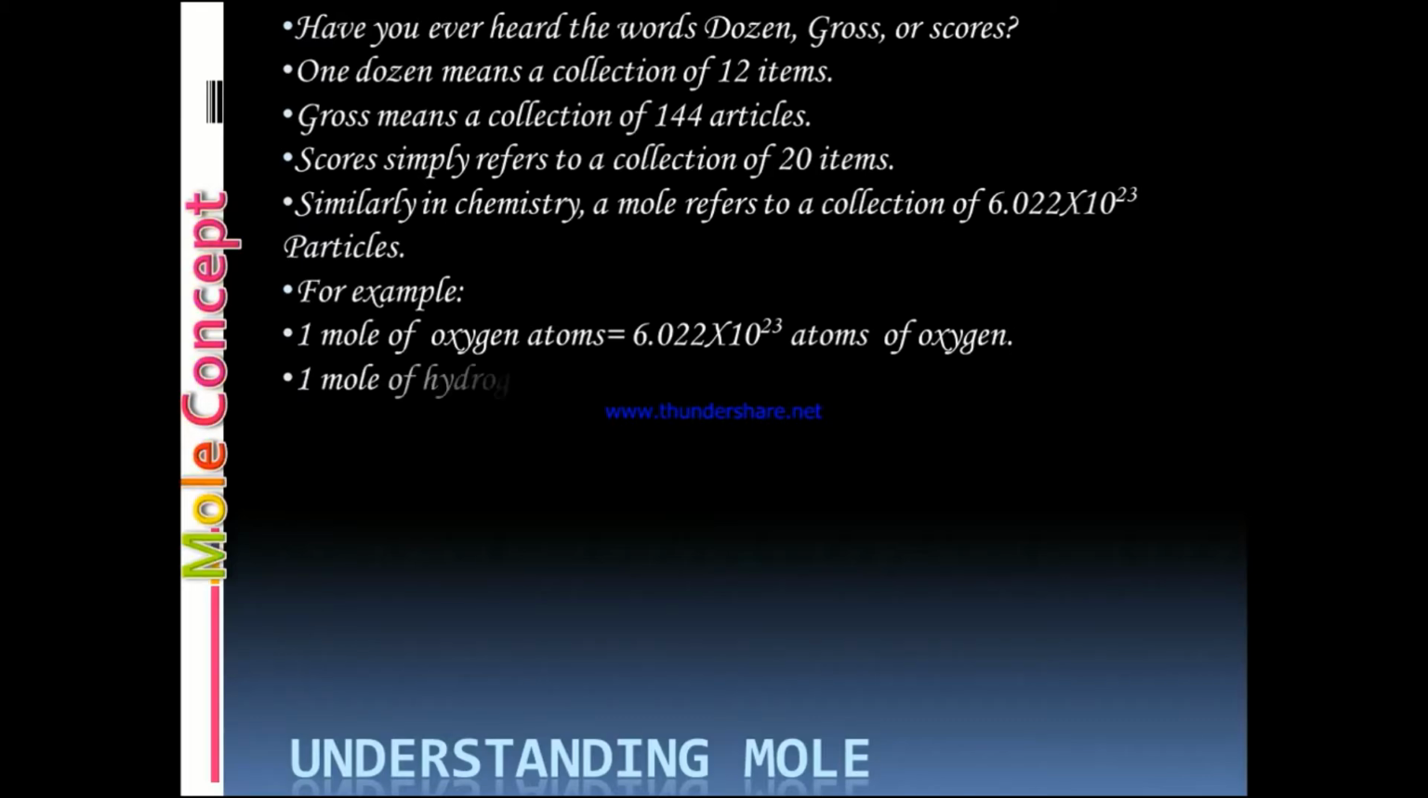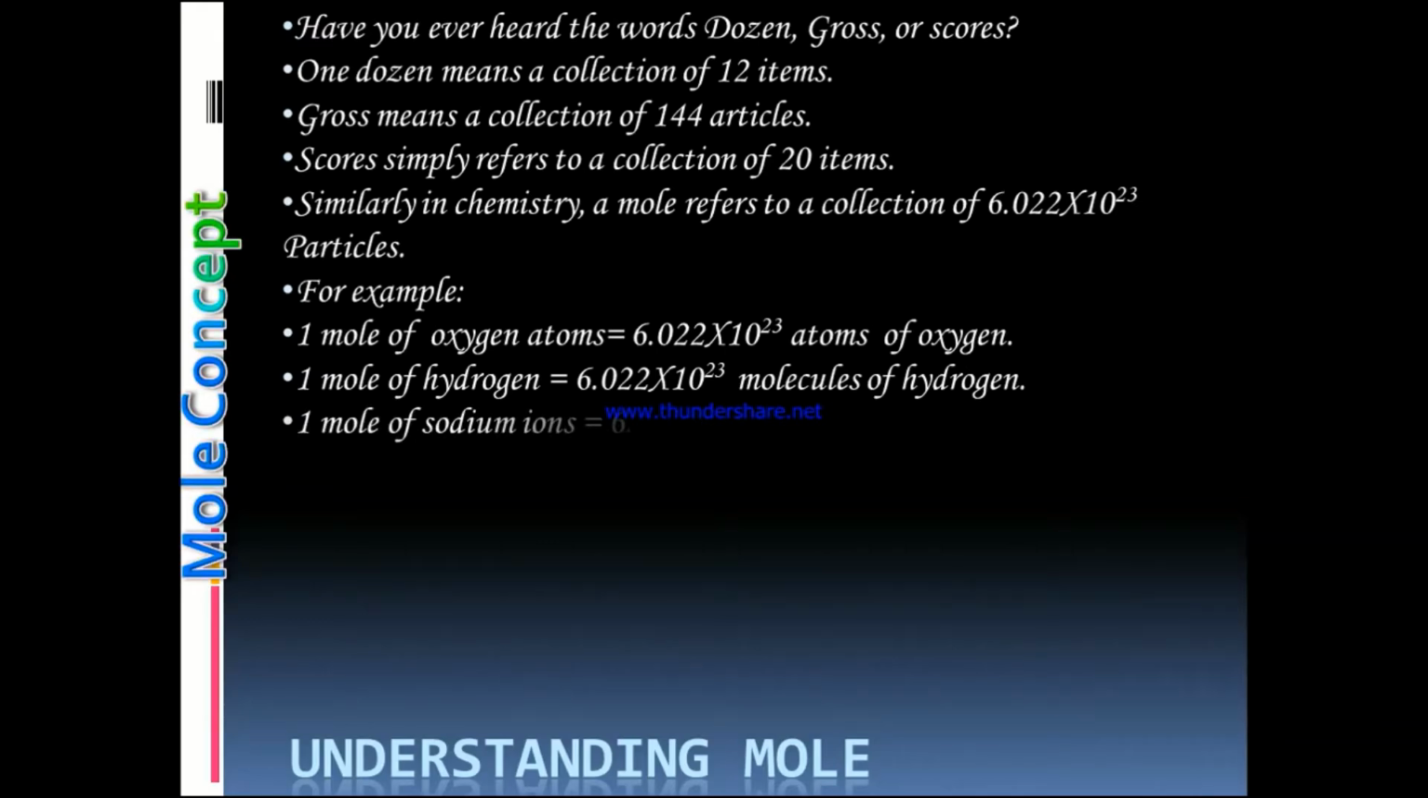Or when we say 1 mole of hydrogen, it is 6.022 × 10^23 molecules of hydrogen. On the other hand, if we say 1 mole of sodium ions, then it is 6.022 × 10^23 ions of sodium. So, mole refers simply to a fixed number of particles, and the particles are generally very small atomic particles.